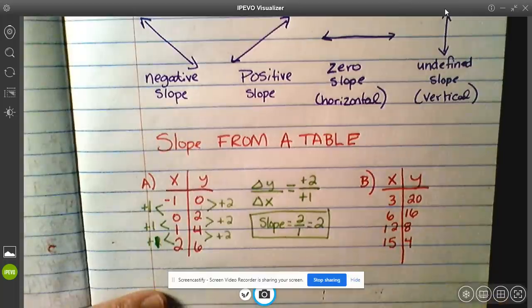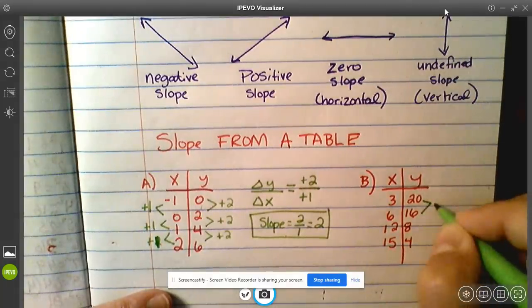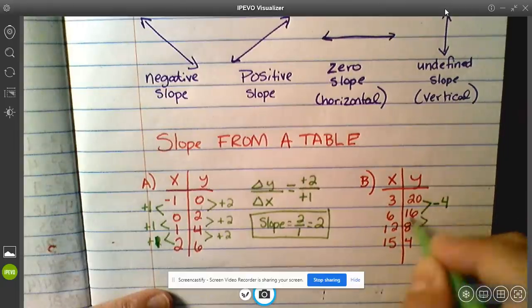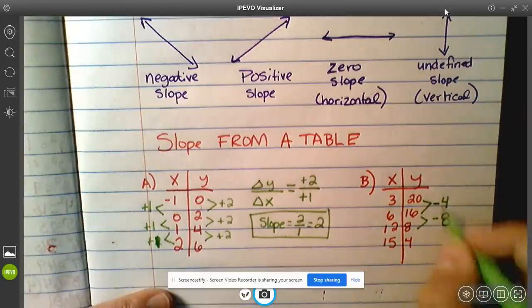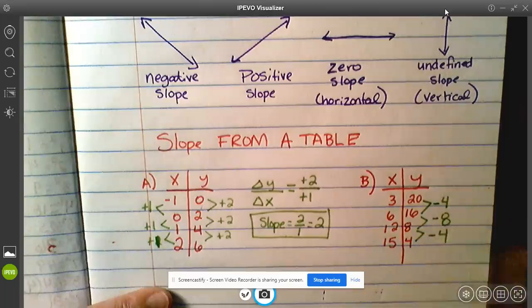So take a look at our changes in y. From 20 to 16, I am subtracting 4. From 16 to 8, I'm subtracting 8. So this is not the same number here. It may not be linear. 8 minus 4, or from 8 to 4, I am subtracting 4. So that is my change in y.